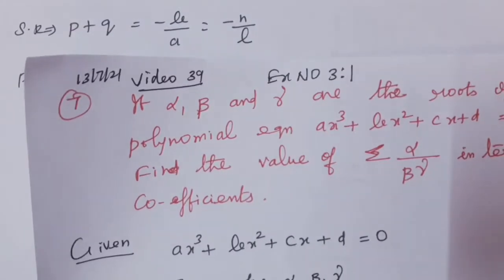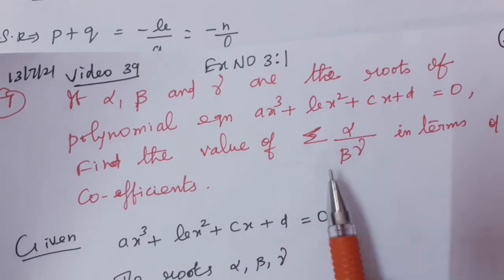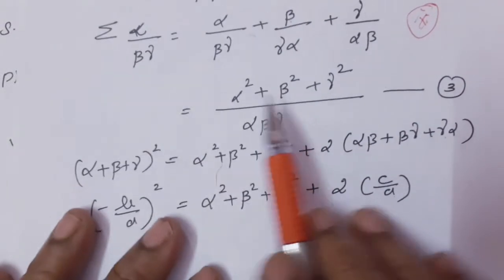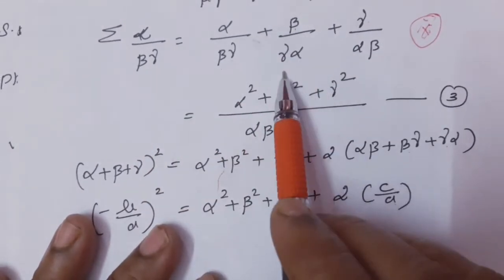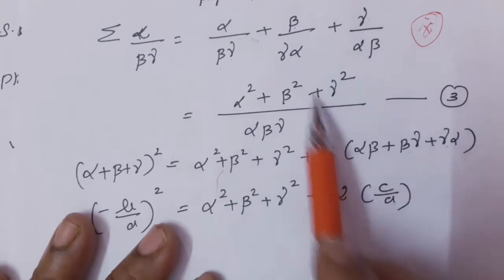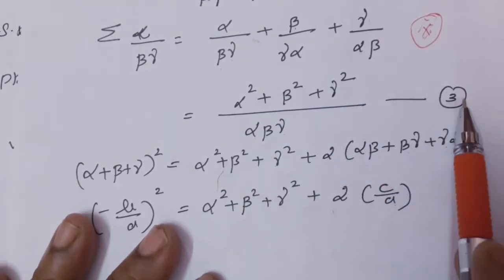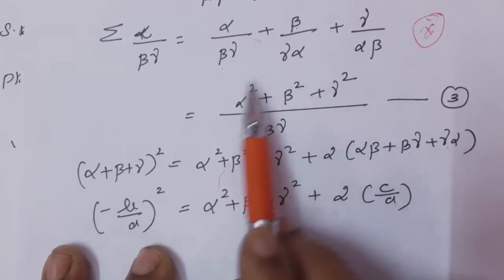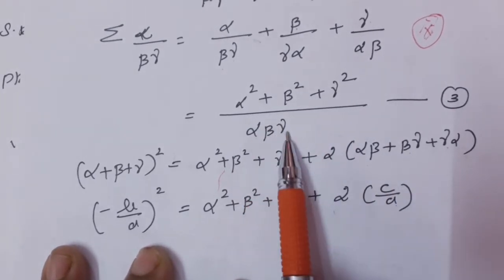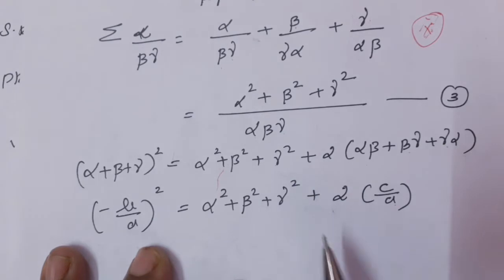Because the question is given summation of alpha by beta gamma, write the value, which I told you is very important. Already I told you, summation of alpha by beta gamma is: write alpha by beta gamma, beta by gamma alpha, gamma by alpha beta. Afterward find the LCM, the third equation. You find the value for alpha square plus beta square plus gamma square. Alpha beta gamma already found, minus d by a. So substitute this value, you get the result for summation of alpha by beta gamma.